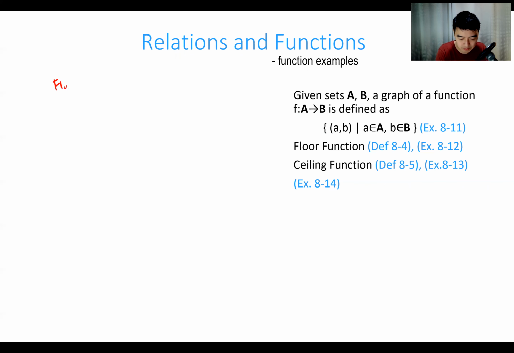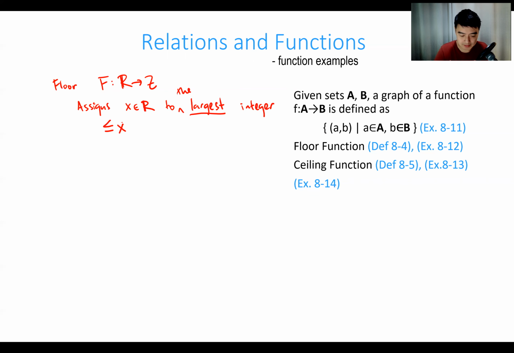So let's start with the floor function. The definition is that we have a function f that maps real numbers to integers. Now remember what R means: R means any number that you can think of, and Z means integers. So I'm mapping real numbers to integers, and in the floor function, it assigns the x that is a real number to the largest, and I'm going to underline this because it's important, integer that is less than or equal to x.